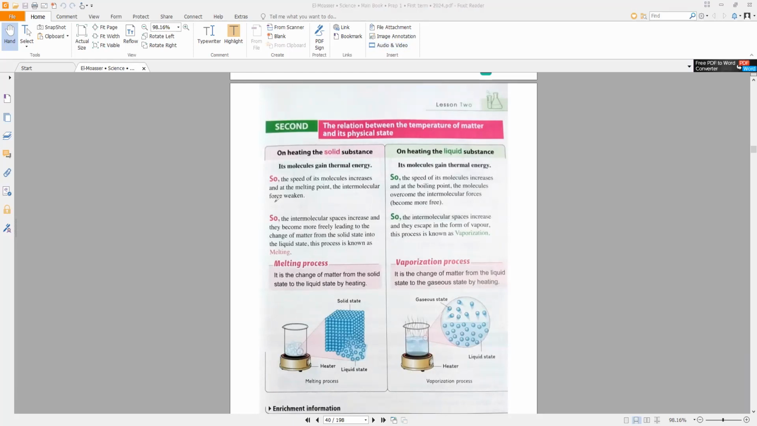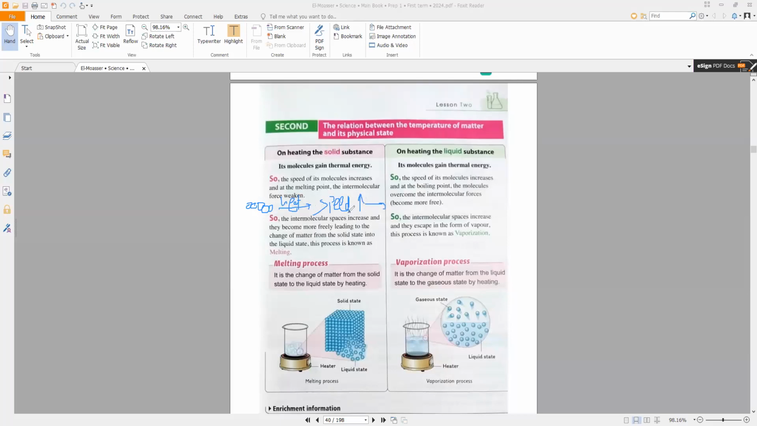This is the molecules of solid substance. When we heat these molecules of solid substance, they gain thermal energy. So their speed will increase.